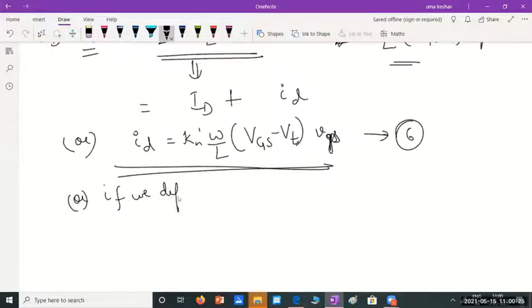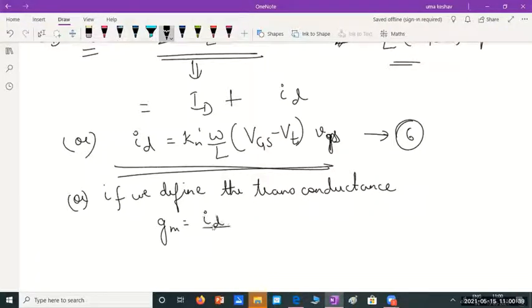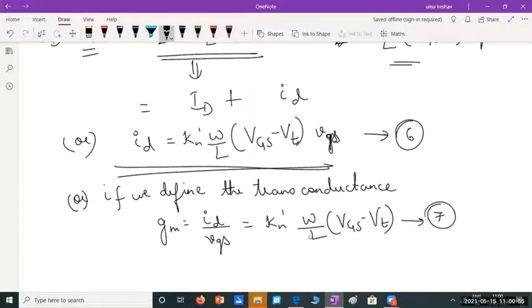If we define the transconductance, do you remember what was the definition for transconductance? GM as small signal ID by VGS. So if we define like this, we'll get it as Kn dash W by L VGS minus VT, or Kn dash W by L VOV.